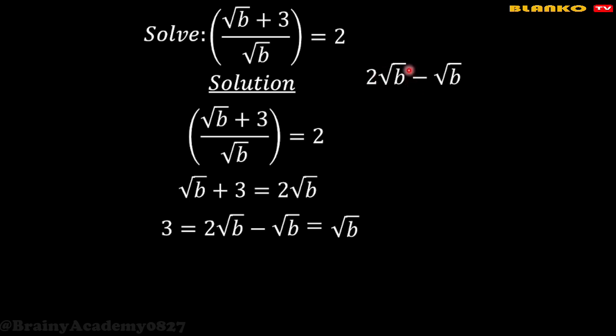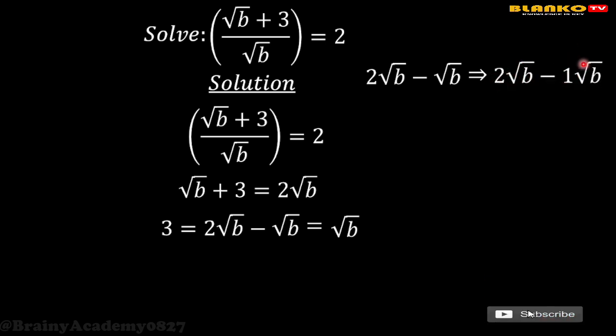So 2 times the square root of b minus the square root of b. This can also be written as what? 2 times the square root of b minus 1 times the square root of b. 1 times any number is the same number, okay? So the square root of b is the same as what? 1 times the square root of b, okay? So 2 times the square root of b minus the square root of b is equal to 2 times the square root of b minus 1 times the square root of b.